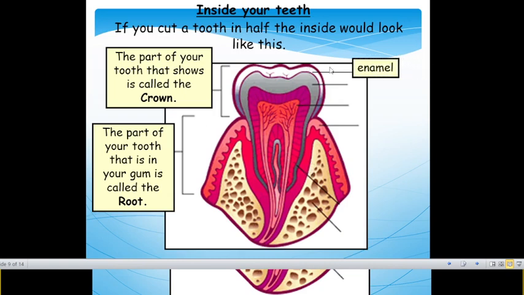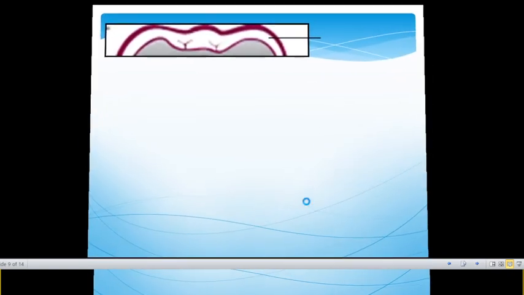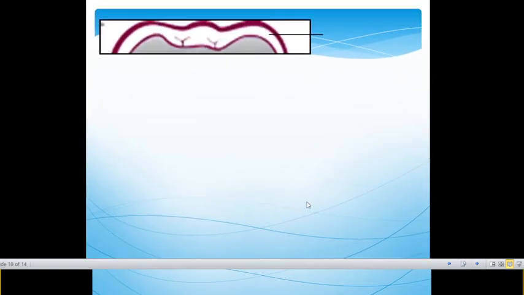Then you have the enamel, which is white in color. Then you have the dentine, and below the dentine you have the pulp layer, and the sides of the crown are covered by the gum. Then you have the cementum, which is below and covers the root. Then you have the jawbone, which is white in color. We'll learn about all this very deeply in oral histology.